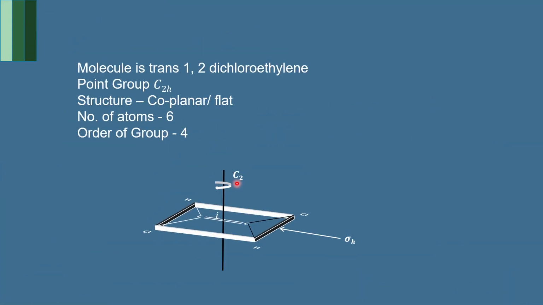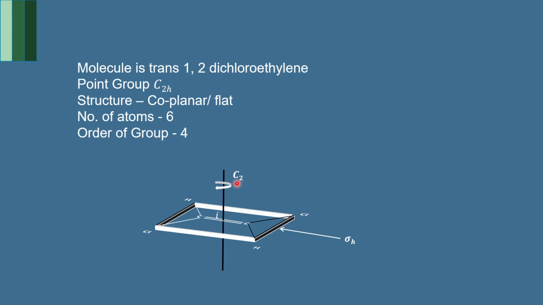I'm taking a typical case for your pursuit. I'll take the example of 1,2-dichloroethene that belongs to a C2h geometry. This has a flat structure, as you can see here. There are 6 atoms: 2 hydrogens, 2 chlorines, and 2 carbons.